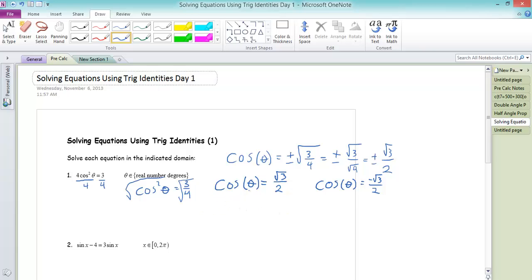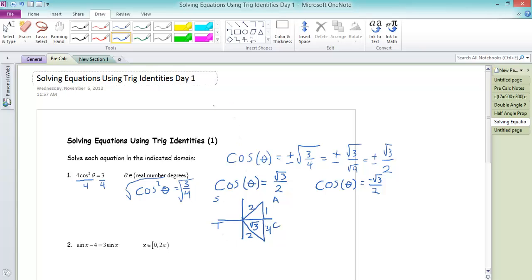Now to solve these, I'm going to take the arc cosine of both sides, or I'm just going to figure out what theta would give me a cosine of root 3 over 2. So I'm going to draw my triangles. For square root of 3 over 2, that's going to be in quadrant 1, and cosine is adjacent over hypotenuse, which would make this a 1 because it's one of our 30, 60, 90. Also in quadrant 4 because all students take calculus, so cosine is also positive in the fourth quadrant. That's a negative 1 down here and a 2.